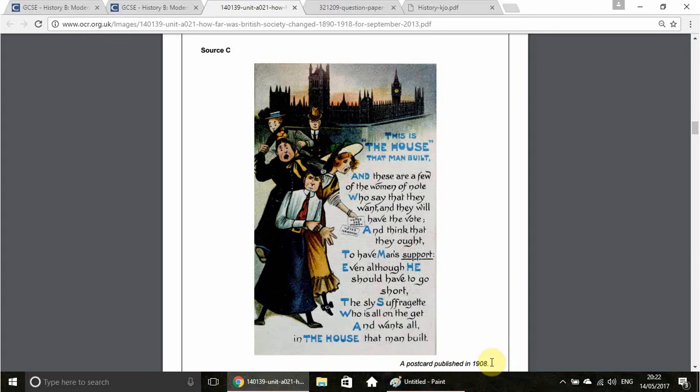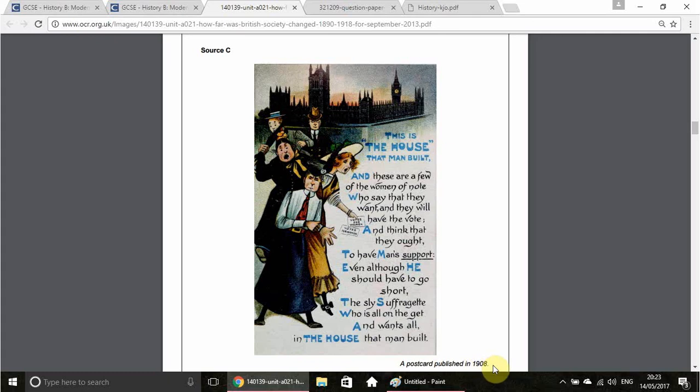Clearly, this is against votes for women. You can tell by the way they've drawn the women. They've made them look a little bit crazy, a little bit manly, and the man looks very together and contrasting to the women at the back. Obviously, the house that man built is Parliament, and women clearly, according to this postcard, don't belong in Parliament because they didn't build it, and they're being silly to ask for the vote, and actually being quite selfish. And then underneath, just to point out the nature, origin, purpose, it's a postcard. It doesn't say that it's published in Britain, but it's clearly published in Britain, and it's 1908, so the campaign for women's suffrage is already in swing.